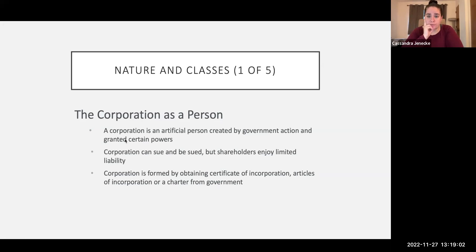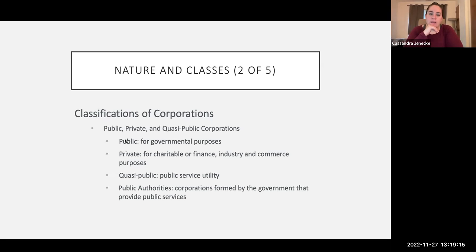Shareholders, who are the owners of a corporation, enjoy limited liability, and the corporation is formed by obtaining either a certificate of incorporation, articles of incorporation, or a charter from the government. Now, there are a variety of classifications of corporations. Your book goes into greater detail about each of these, so I would encourage you to read through that.